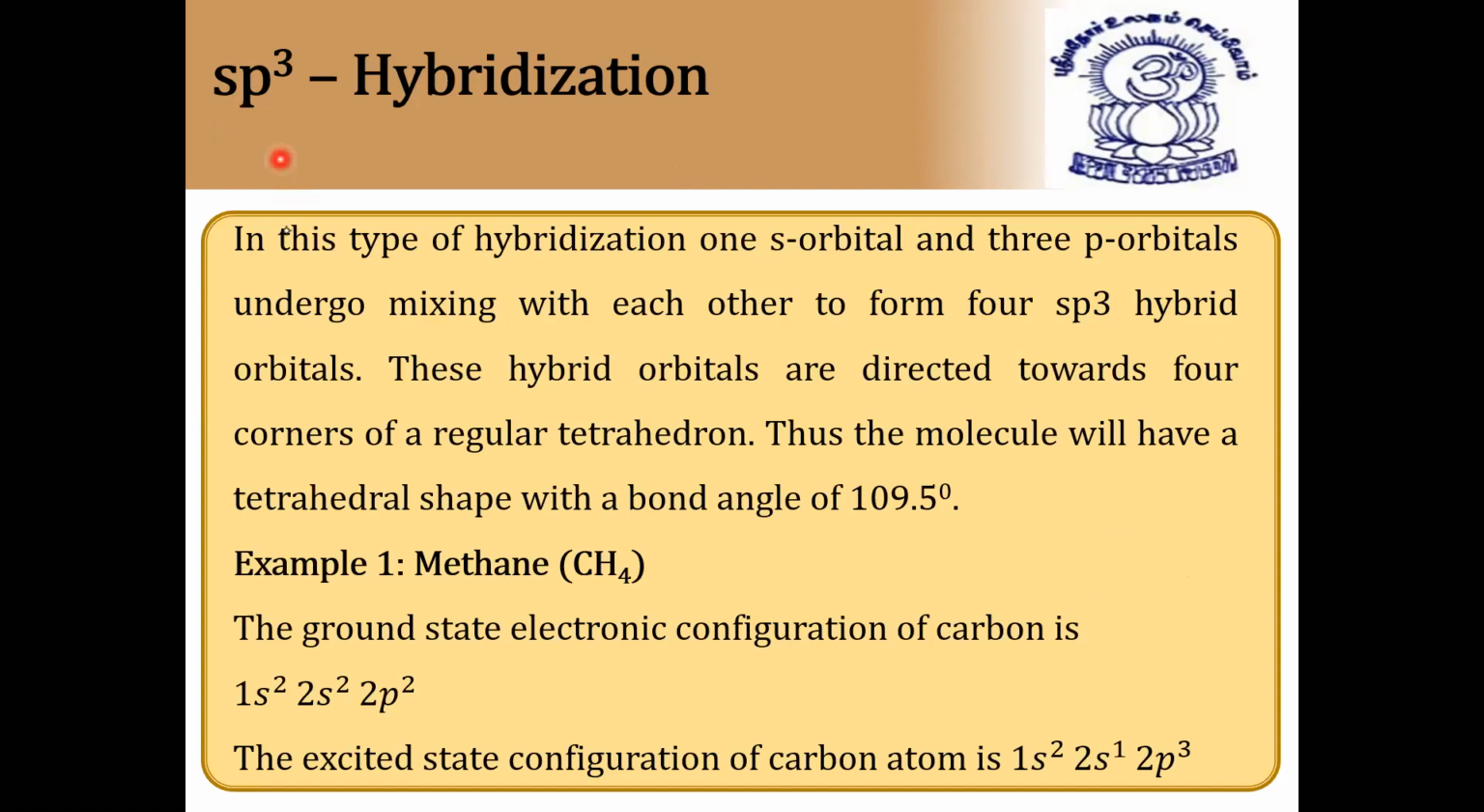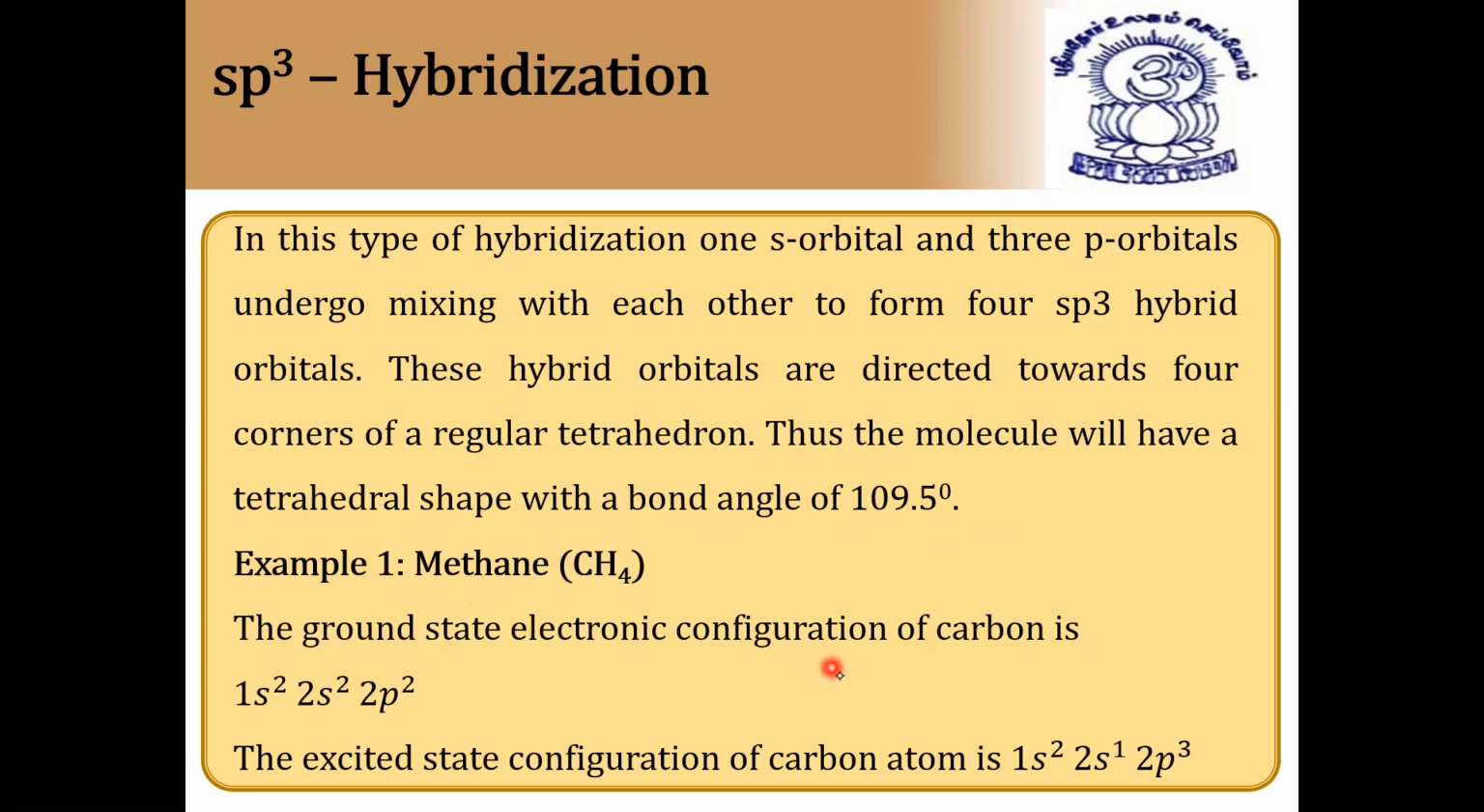So in this case, this is called sp3 hybridization. One s orbital overlaps with three p orbitals. These hybrid orbitals are directed towards four corners of a regular tetrahedron. Thus, the molecule will have a tetrahedral shape with a bond angle of 109.5 degrees. So now we have sp hybridization, linear shape; sp2 hybridization, trigonal planar shape; and sp3 hybridization, tetrahedral shape with a bond angle of 109.5 degrees.